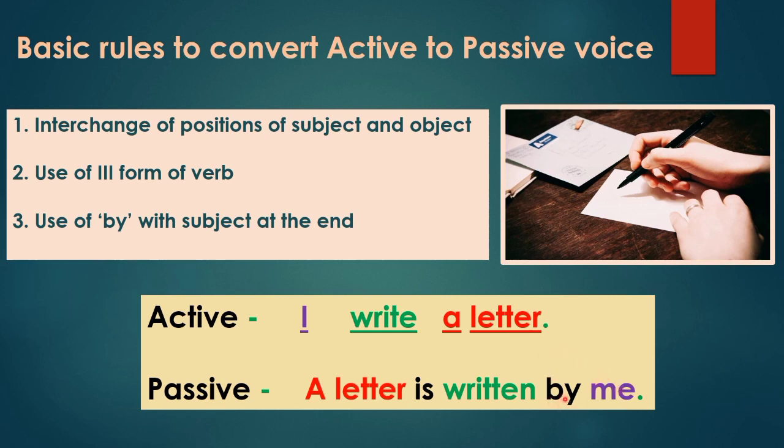So by is used here at the end with the subject. Is here is a helping verb used. So I write a letter is converted into a letter is written by me.